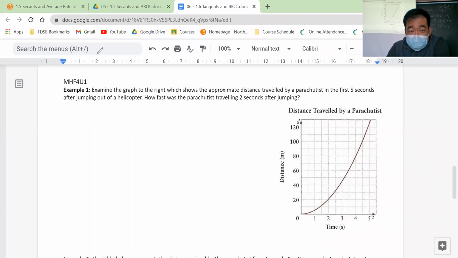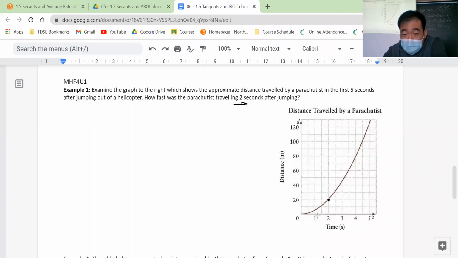If you're given a graph like this, examine the graph to the right, which shows the approximate distance fallen by a parachutist in the first 5 seconds after jumping out. How fast was the parachutist traveling 2 seconds after the jump? So the question only gives you a graph. You only have your human eyes to solve for the average rate of change or even the instantaneous rate of change. Since they're asking for just 2 seconds, not between 0 and 2, you are asked to find the instantaneous rate of change at 2.